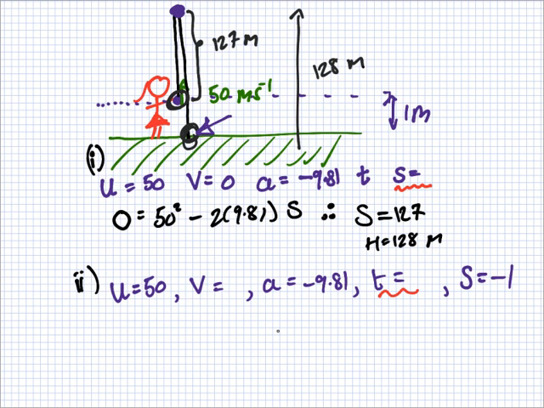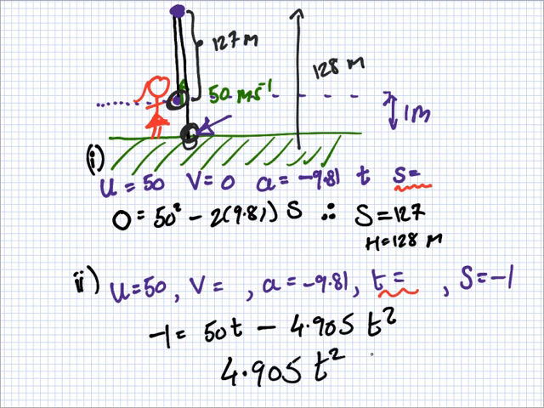Okay, what formula gets us the T here? Is it S equals... yeah, S equals UT. Okay, so S equals UT plus a half A T squared. Interesting. 4.905 T squared minus 50 T minus 1 equals 0. What type of equation is that called?